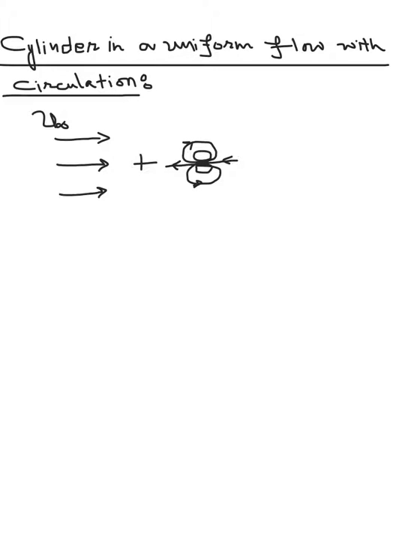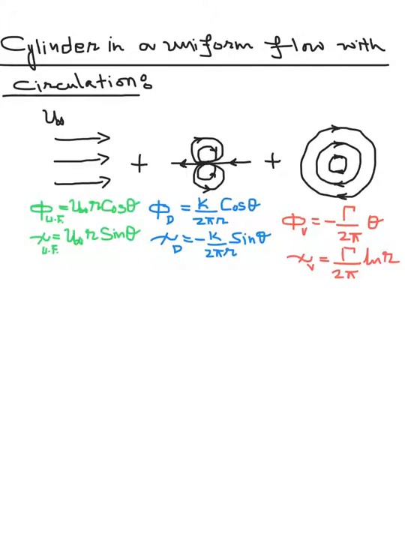Now if I go and add my vortex flow to it, then this vortex flow will introduce the circulation effects. Here I have provided the potential and stream function of each elementary flow in polar coordinates. The green is for uniform flow, blue is for doublet, and red is for vortex flow.